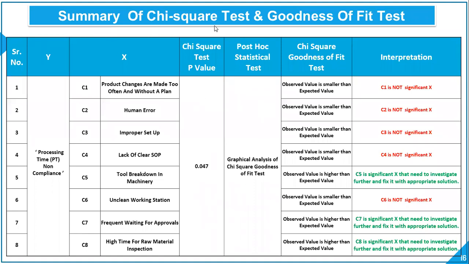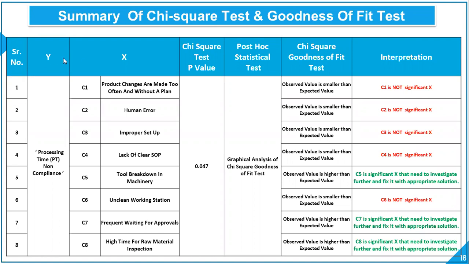Let's go to the summary of the chi-square test and goodness of fit test. After completing the statistical analysis, we have to put together a summary table so that people can very easily see what are the different X's we tested, what was the Y, what was the p-value, and what are the inferences out of this statistical testing.